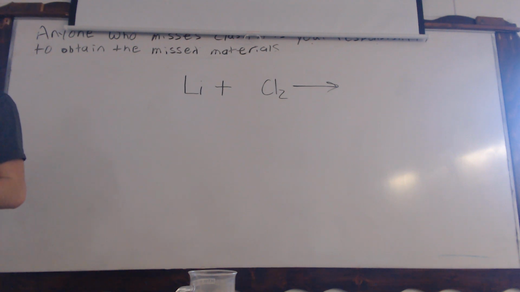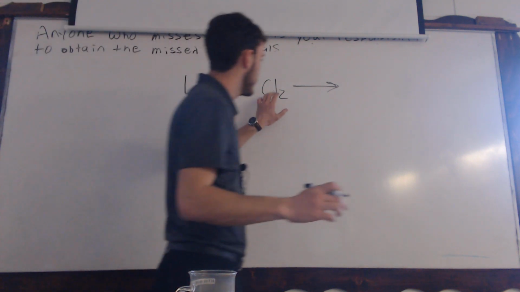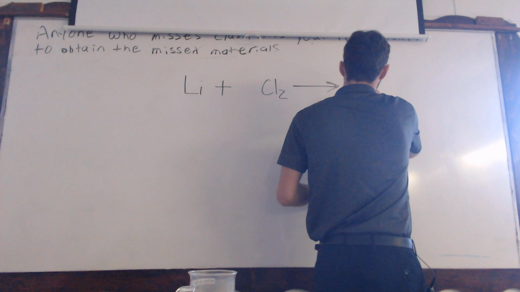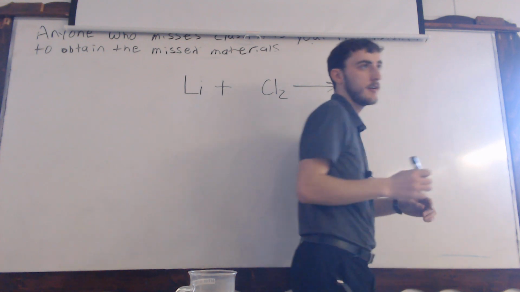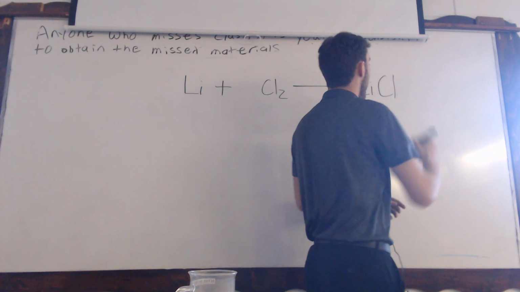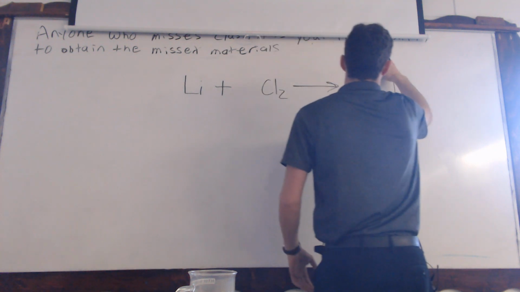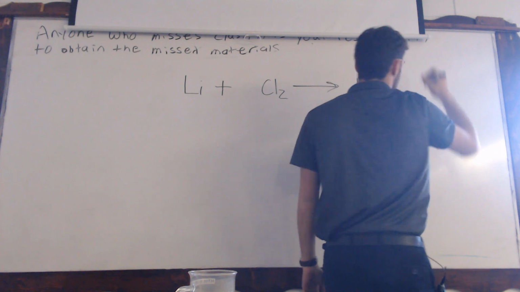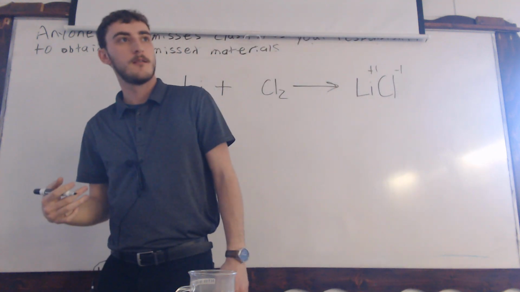Wait, is that not the noble gases? Noble gases will not be diatomic, and we do not use them in reactions because they're already full and already satisfied with what they have. Okay. So, Li, Cl, what does it equal? We've seen this exact equation before. LiCl, right? That's plus 1, minus 1. Can we just get rid of the 2 altogether?